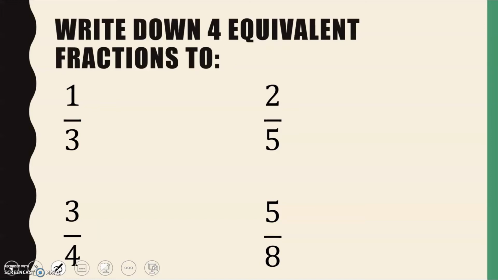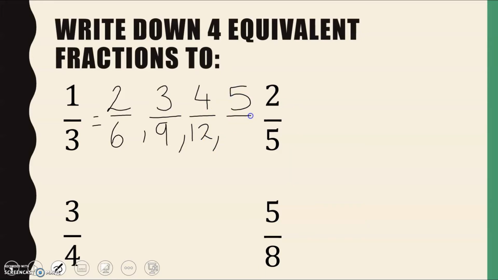So if I times the top and the bottom by 2, I would have 2 over 6. Then if I times my original one by 3, 1 times by 3 is 3, 3 times by 3 is 9. Then 4, so 1 times by 4 is 4, 3 times by 4 is 12, and then if we times by 5, 1 times by 5 is 5, and 3 times by 5 is 15. So just using the 2, 3, 4 and 5 times table, pause the video and try the other 3 for me.